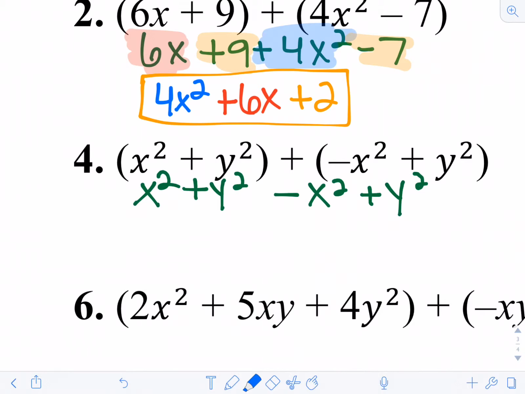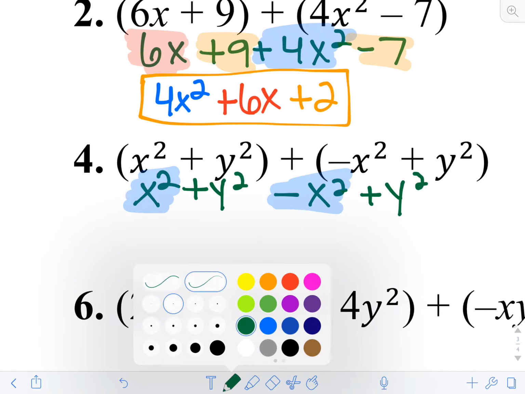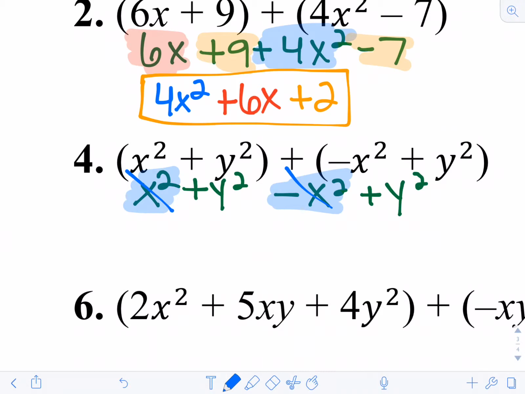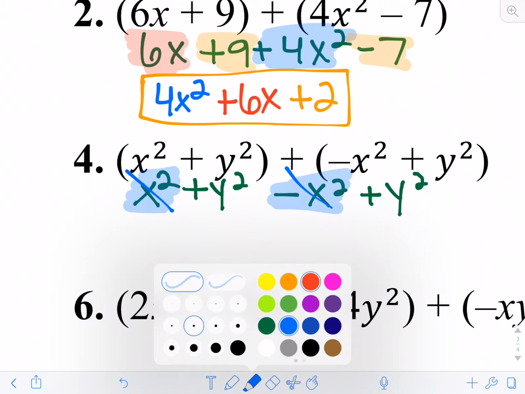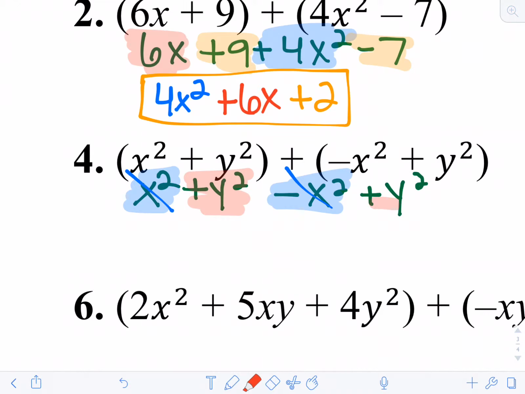Okay, so let me go ahead. I'm going to start first with what I have. I see an x squared and a minus x squared. So that's 1 minus 1, which is 0. So pretty much if you want to, I'm just going to put a little line through these because those are gone. And then the next thing that I have here is a y squared and a y squared.